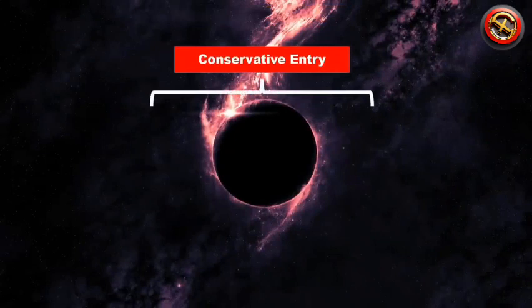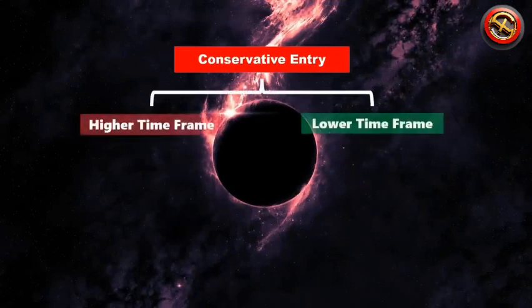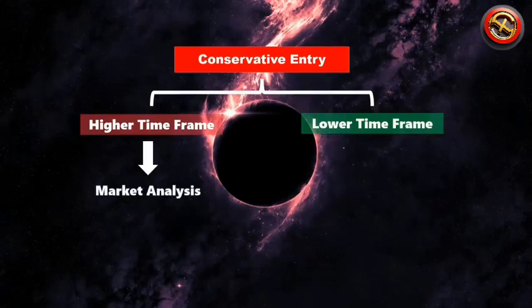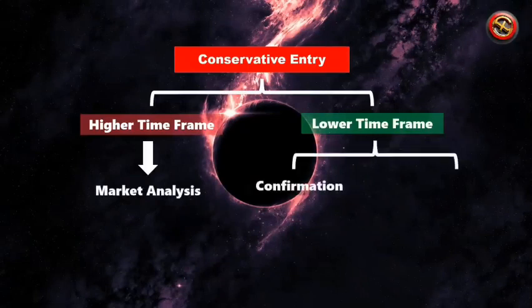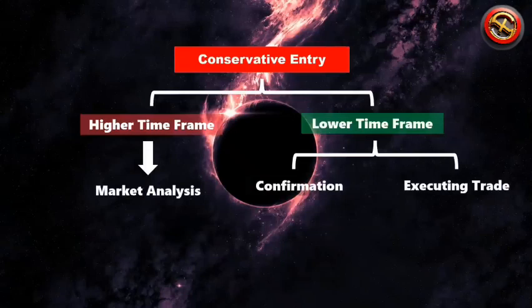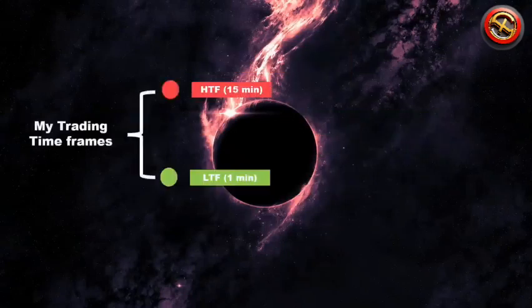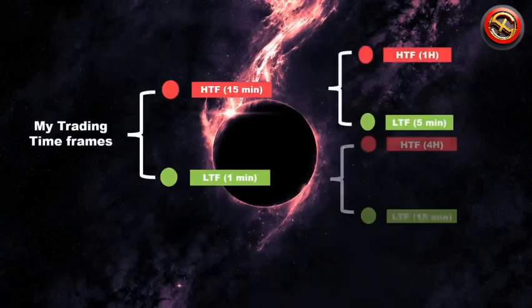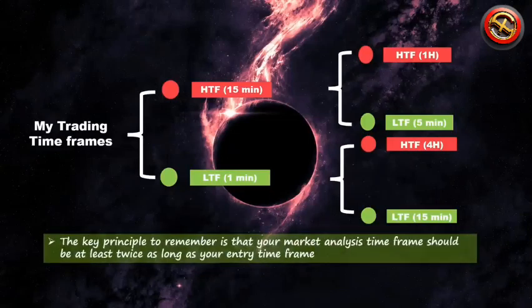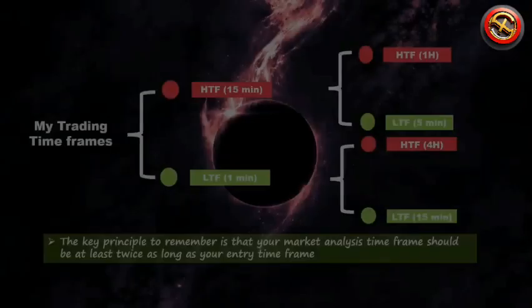In this entry model, we employ two different time frames for our trading approach: a higher time frame for market analysis and a lower time frame for entry confirmation and order execution. I personally prefer using the 15-minute time frame for market analysis and then switching to the 1-minute time frame for executing my trades. However, you have the flexibility to choose other time frame combinations, like the 1 hour and 5-minute or the 4 hour and 15-minute, depending on your preference. The key principle to remember is that your market analysis time frame should be at least twice as long as your entry time frame.